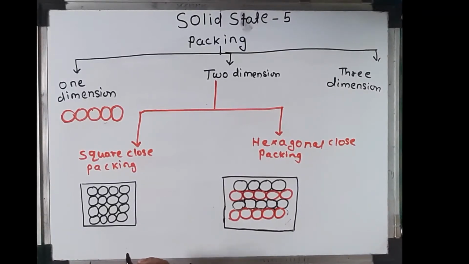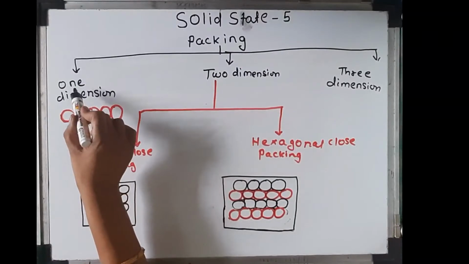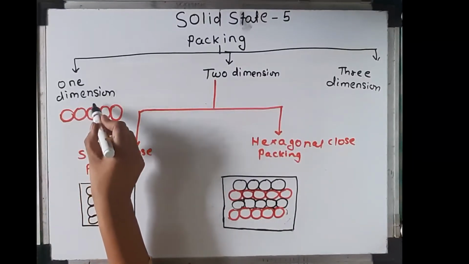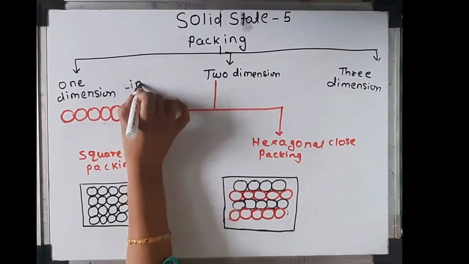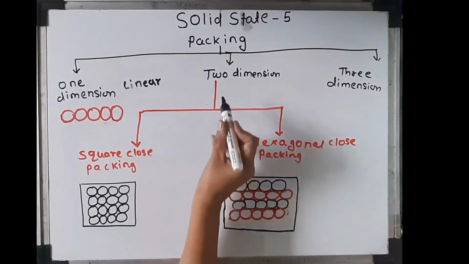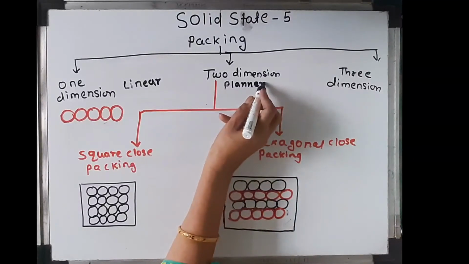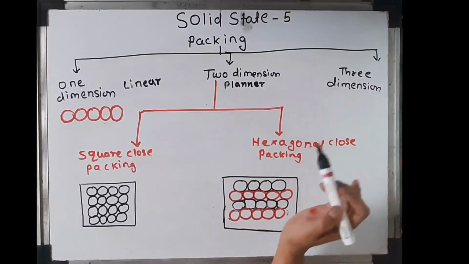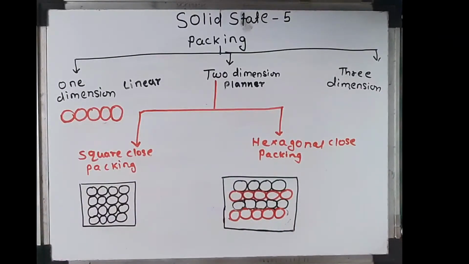So the third point is packing of solids, and packing of solids is of three types. First one is one dimensional, also known as linear packing. Then two dimensional, also known as planar packing, and three dimensional packing.